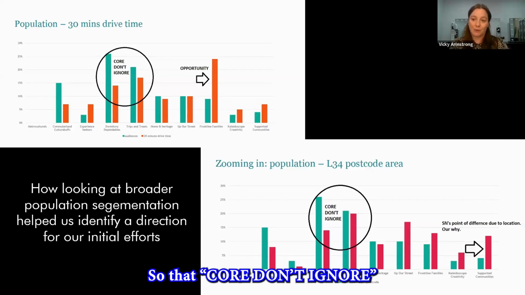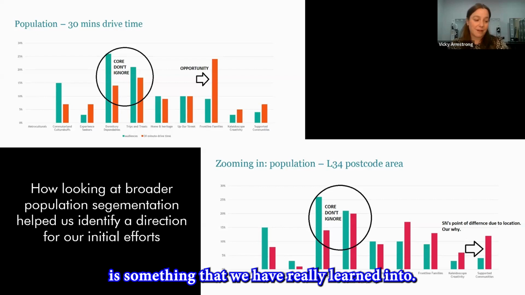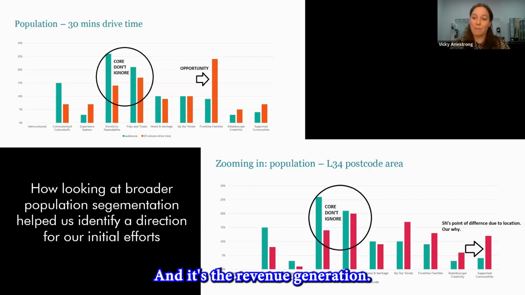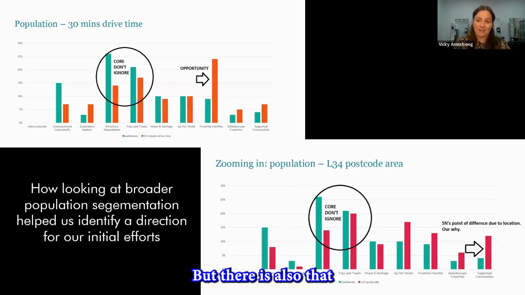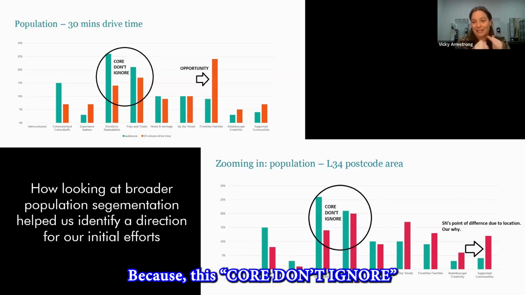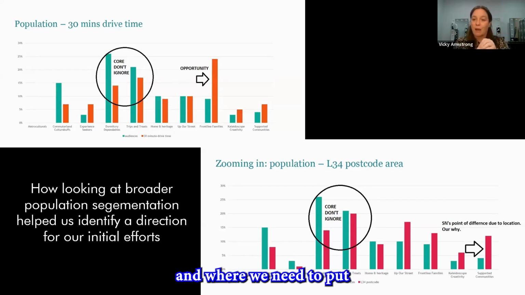So that Core Don't Ignore is something that we have really leant into, and it's the revenue generation. And it's really hard in an organisation that has so many social impact objectives, which are so important and so valuable. But there is also that flip side of generating revenue, and we can't ever let that slip. So this was our way, as a marketing team, of going, you need to help us here, because this Core Don't Ignore is exactly where we're going to generate our revenue and where we need to put a lot of time, effort and resource.